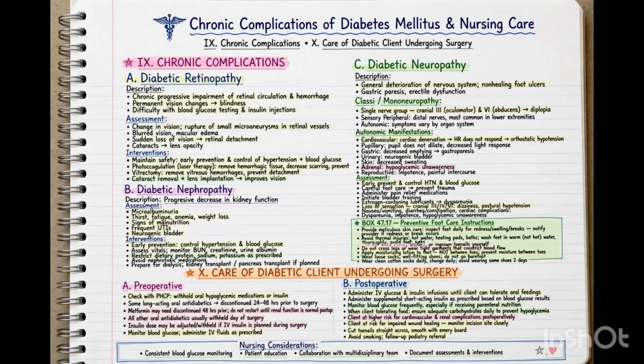B. Diabetic nephropathy. This affects the kidneys. The first sign is microalbuminuria in urine. Later, kidney function decreases. Symptoms: thirst, fatigue, anemia, frequent urinary tract infections. Intervention: control BP and sugar. Restrict protein in diet. In end stage, patient may need dialysis or kidney transplant.